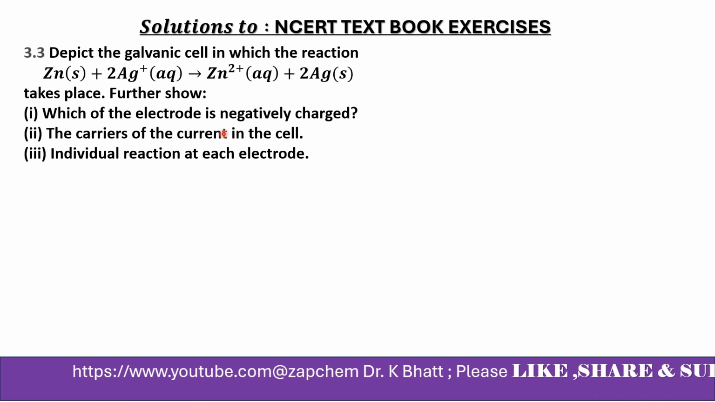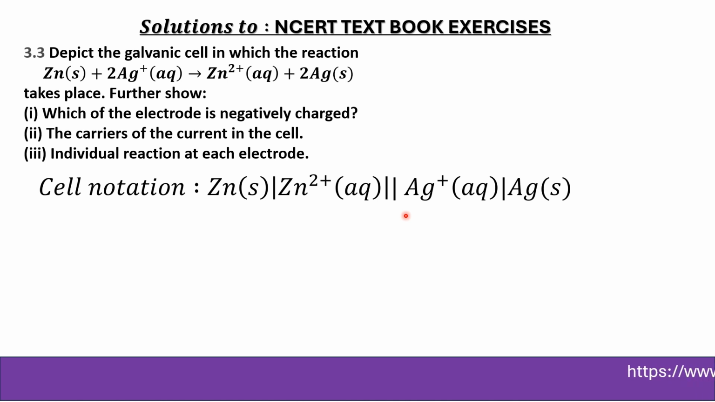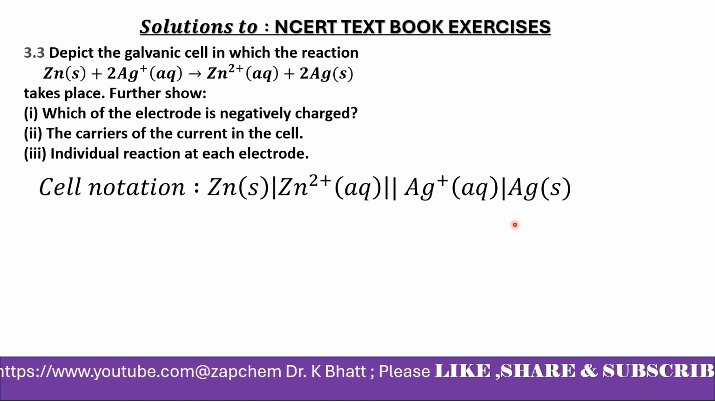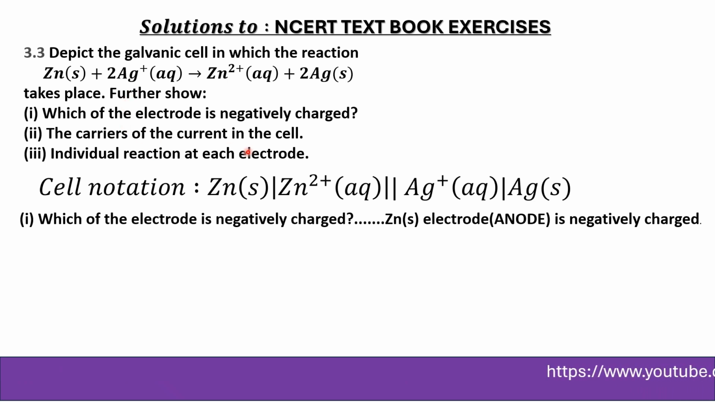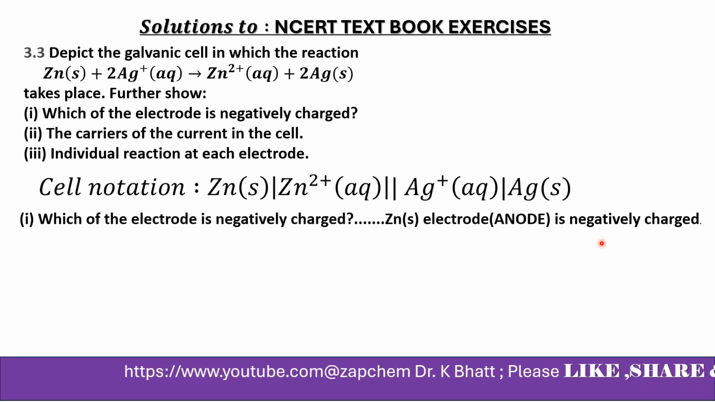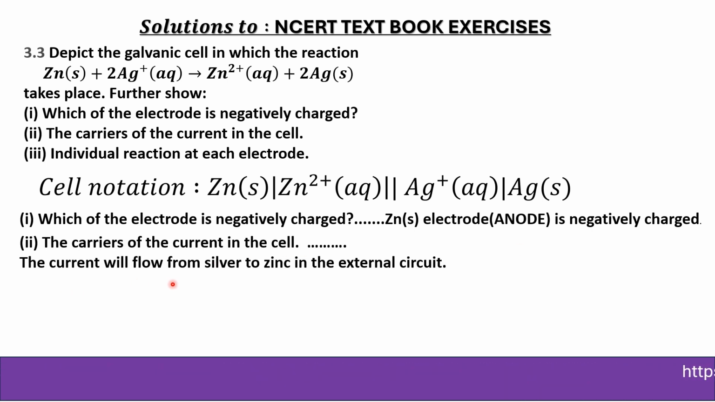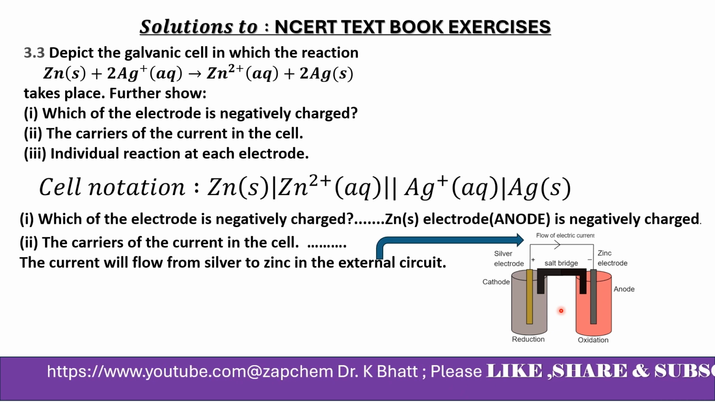Which of the electrodes is negatively charged? And the cell notation we have to write like this: zinc solid, zinc ions, salt bridge, Ag plus aqueous and Ag solid. Then the carriers of current: the zinc electrode is negatively charged. The current will flow from silver to zinc in the external circuit, as we find here in the figure. So that's the answer.